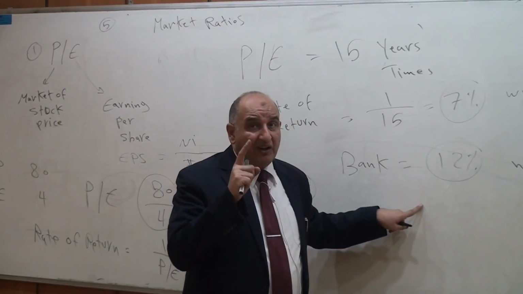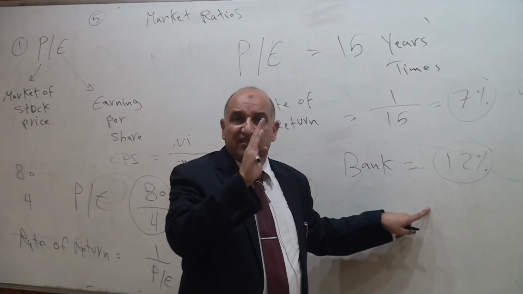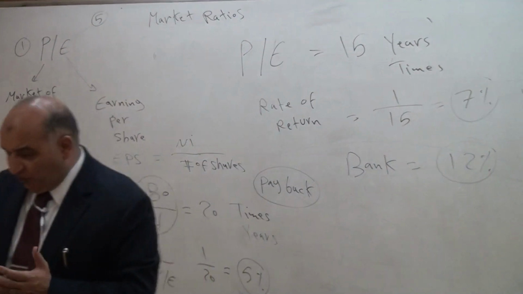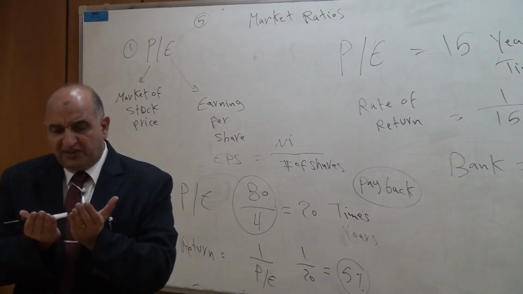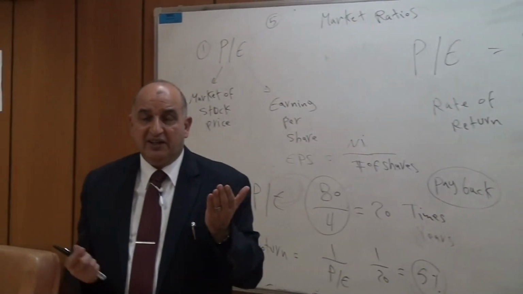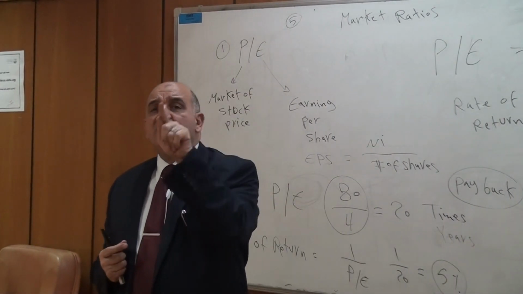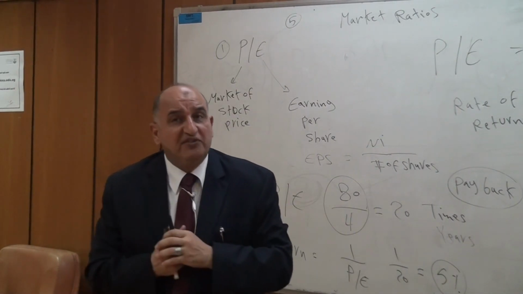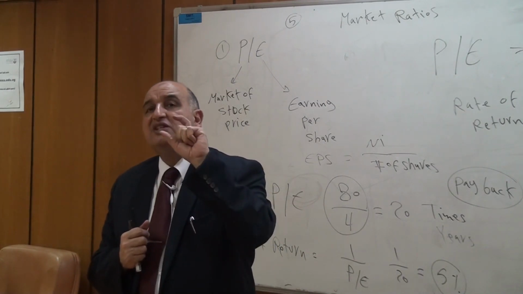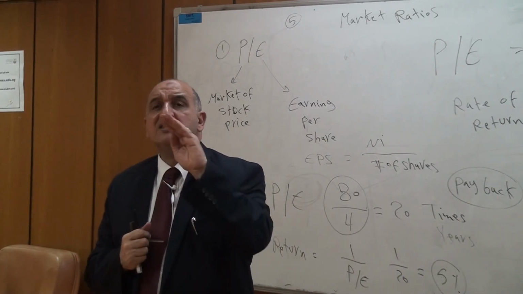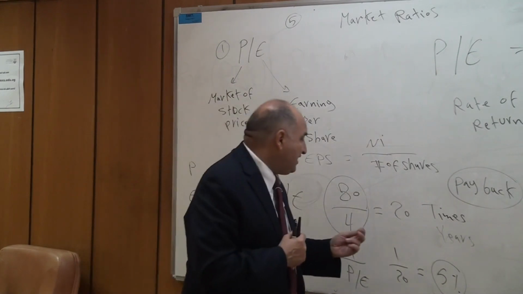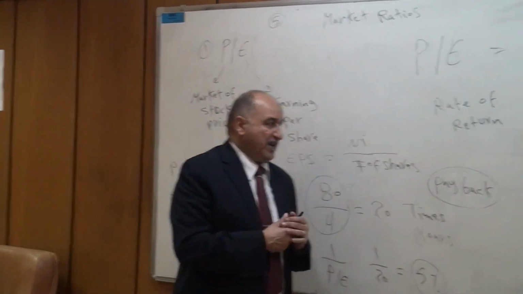So the PE ratio is a very important ratio. If you know the PE ratio for each of the 209 or 207 companies listed in the stock market, which one do you have to select? I have to select the lowest one, because the lowest one means I will get my money back fastest.